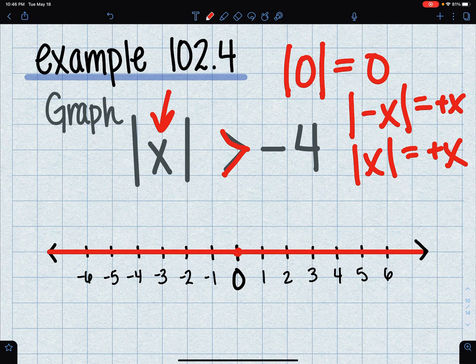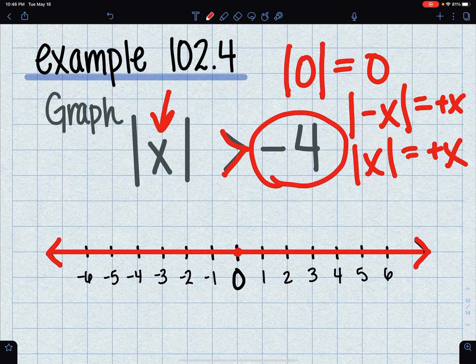All real numbers will have an absolute value that's greater than -4. They have to, by definition, because the definition shows you that the lowest number you can get as an answer is 0. So why isn't it just this?